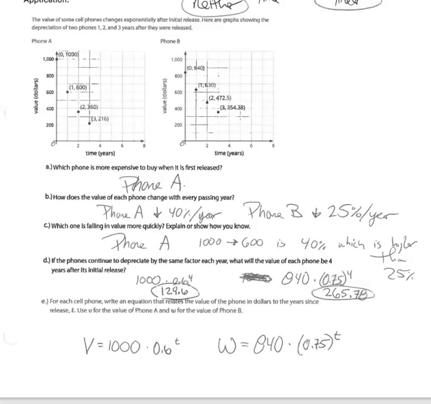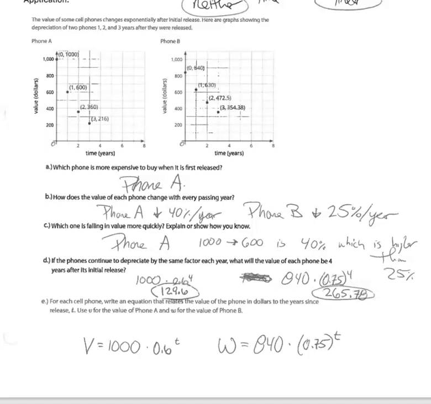You could see phone A had a vertical intercept of 1,000, whereas the other one was 840. So that tells you that phone A was going to be more expensive at $1,000. The next one says, how does the value of each phone change with every passing year? So what you can do is take the value for the second point and divide by the first one. So if I take the second one on phone A, 600 divided by 1,000 is 0.6, which is 60%.